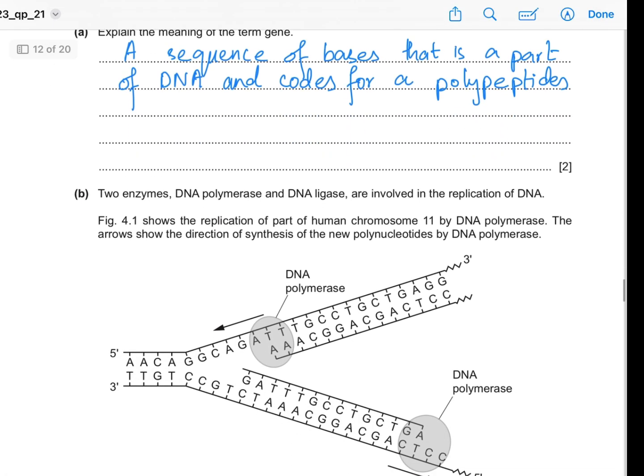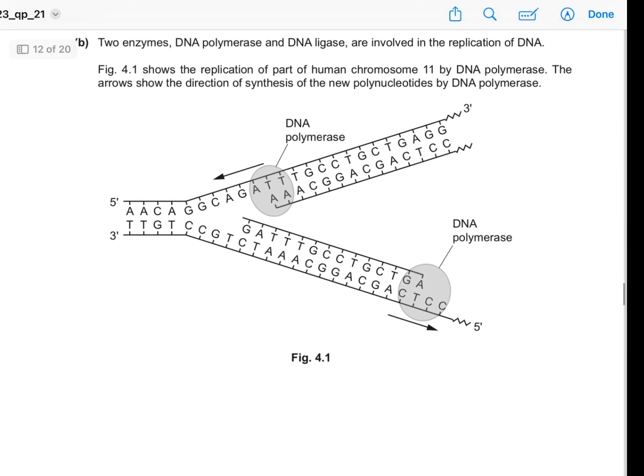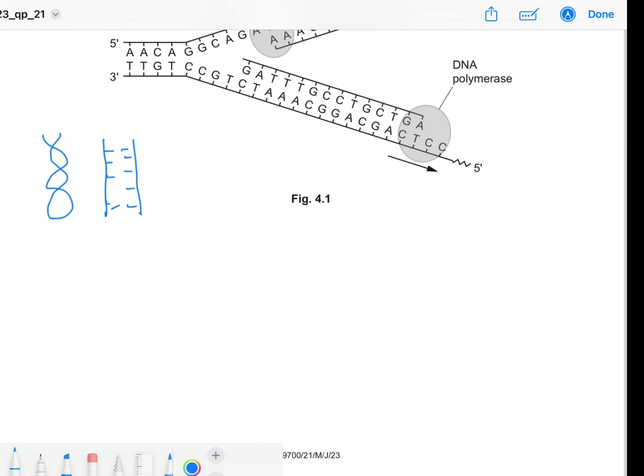B. Two enzymes, DNA polymerase and DNA ligase, are involved in the replication of DNA. Figure 4.1 shows the replication of a human chromosome 11 by DNA polymerase. The arrow shows the direction of synthesis of the new polynucleotides by DNA polymerase. In conservative DNA replication, you have multiple steps. First, the DNA molecule, which is a helix, will unwind into a straight molecule and then it will unzip. What that means is the hydrogen bonds between the bases will break down, so you will have two separate strands.